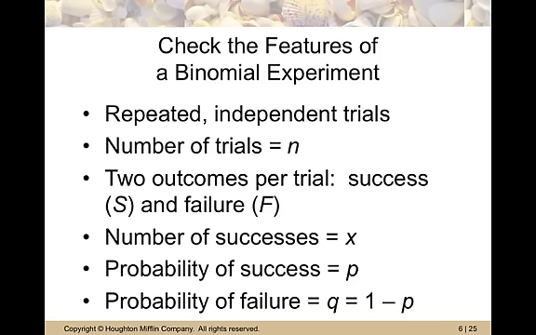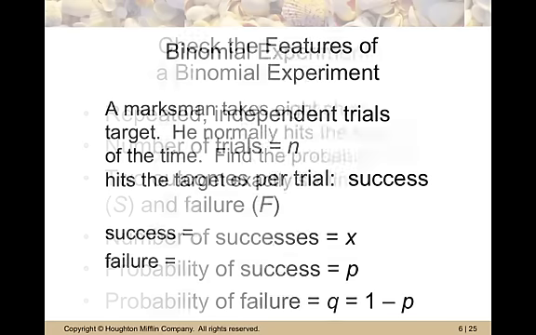Okay, and again, we want to make sure there's repeated independent trials. The number of trials is n. We've got to be able to define success and failure. There has to be a number of successes that we're interested in, X. The probability of success has to stay the same throughout, which is P, and the probability of failure does too, and Q equals 1 minus P.